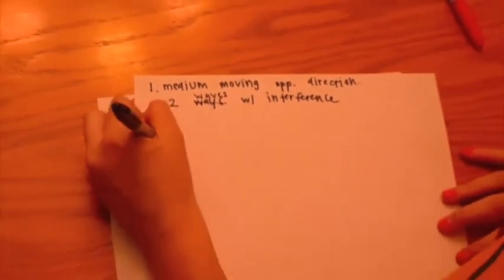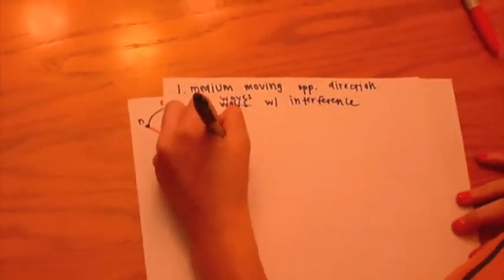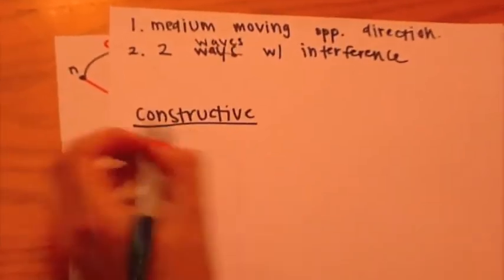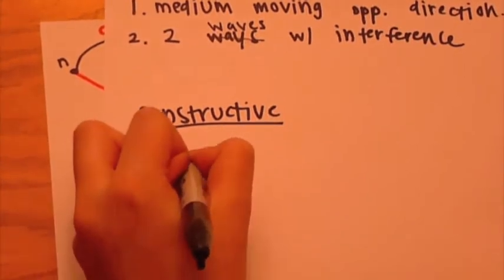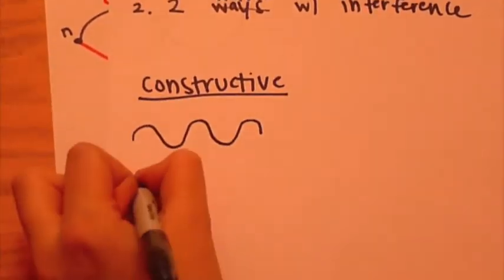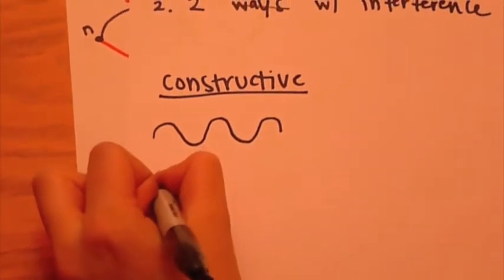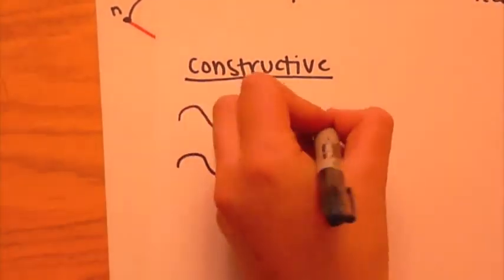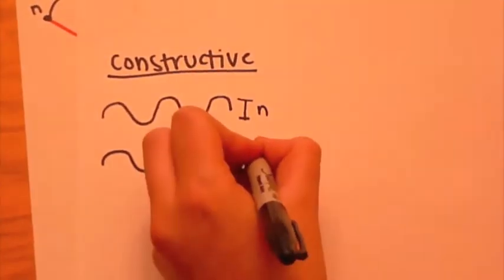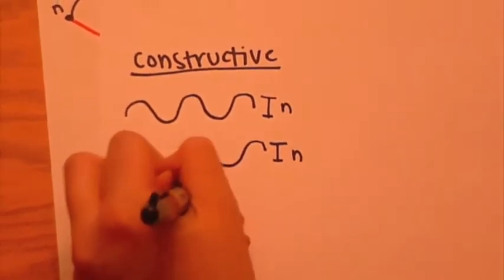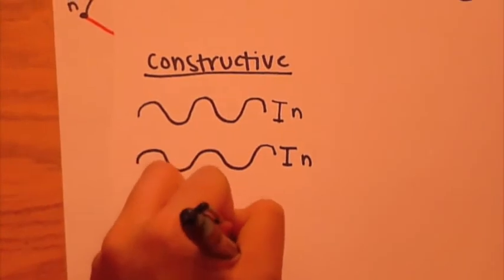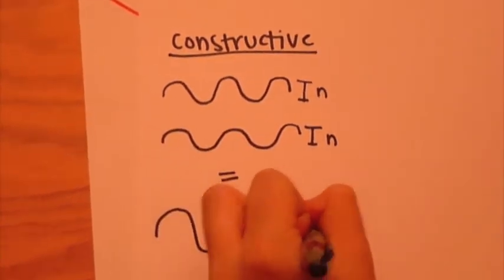So the first one is called constructive interference, and that is when the waves have the same peaks and troughs. So for example, you have one wave that looks like this, and then a second wave that's moving the opposite way that looks like this also. So if this is like N, and this is also N, the new wave is going to look like this. They're just added on top of each other. And so this one would be 2N. And that's called constructive interference.